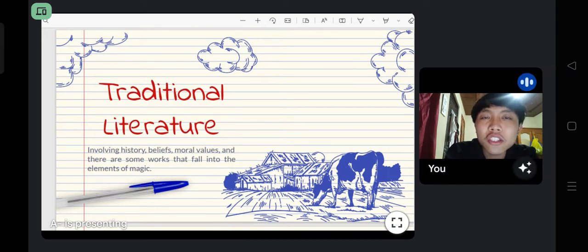So this traditional literature can be used by a teacher in the implementation of literary work in the language learning process.